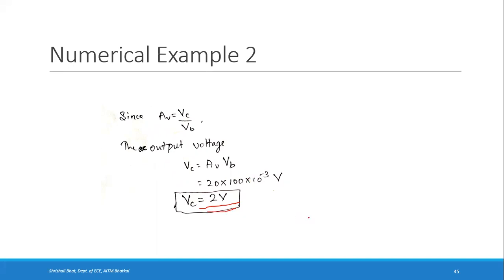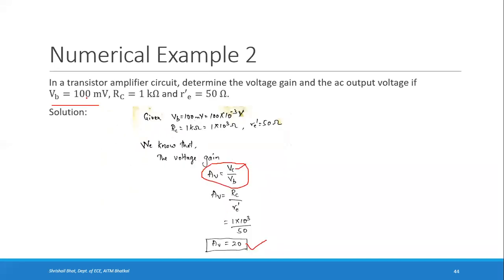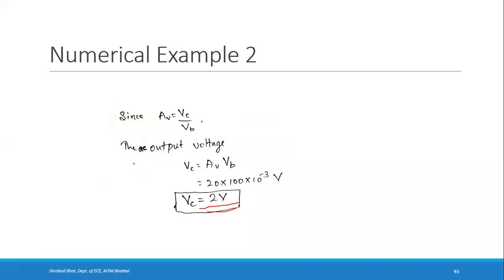This means if you give an input of 100 millivolts, you get an output of 2 volts. Your input is multiplied by 20 times because it is an amplifier. Input is amplified by 20 times, and you get the output as 2 volts. This is the answer.